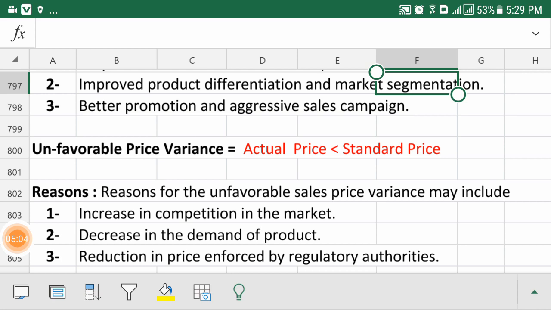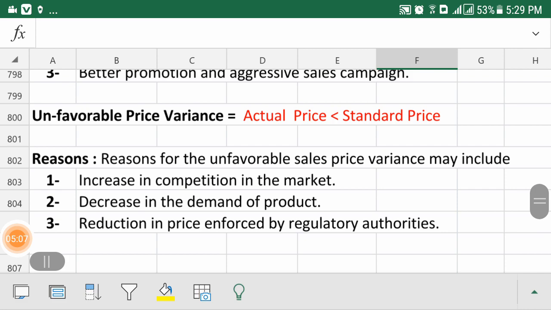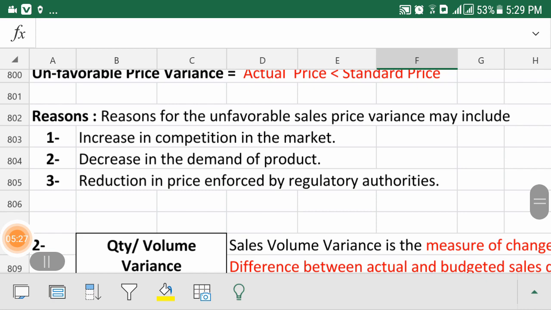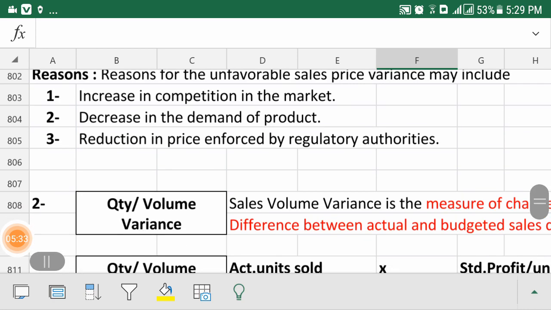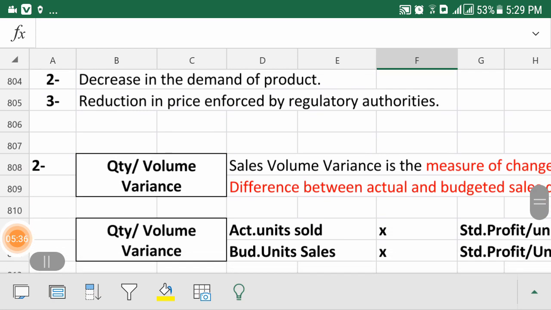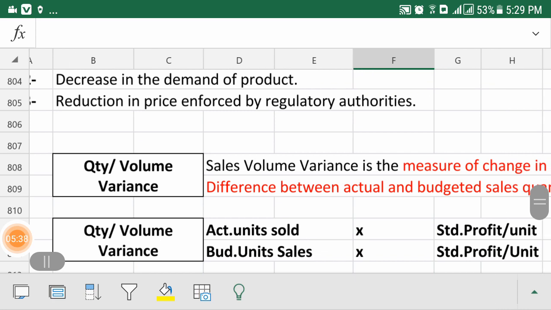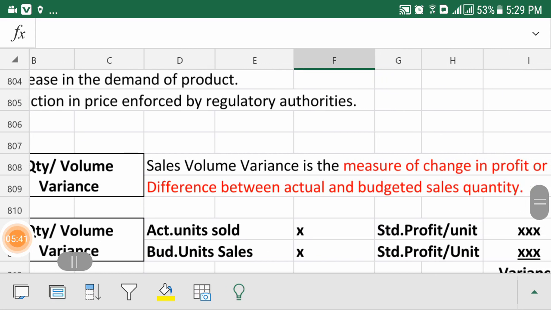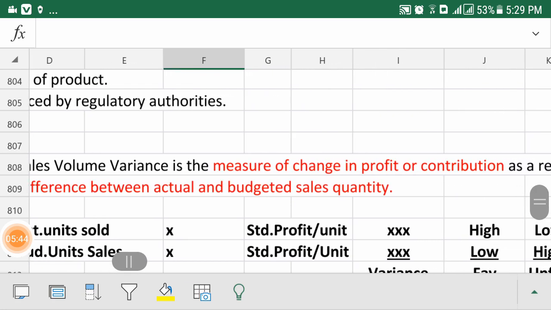Standard profit per unit equals standard contribution per unit if the company is using a variable costing system, and standard gross profit per unit if the company is using an absorption costing system. We have already studied variable costing and absorption costing in unit number 7. Budgeted sales price less all the variable costs, including material, labor, overhead and non-production variable costs, gives you the standard contribution margin as per variable costing.